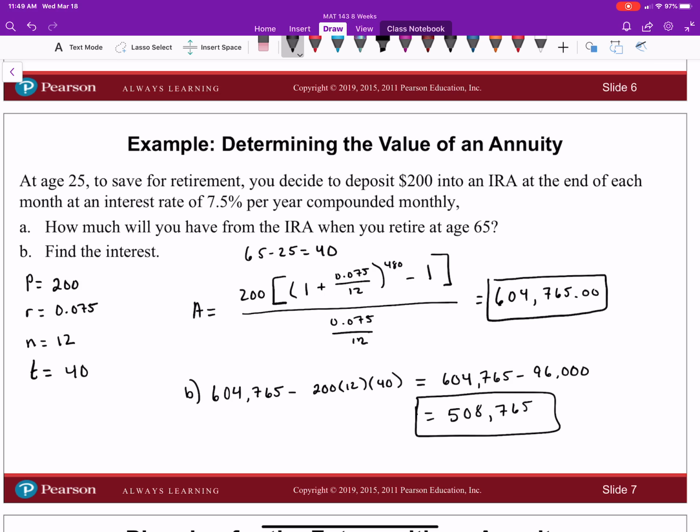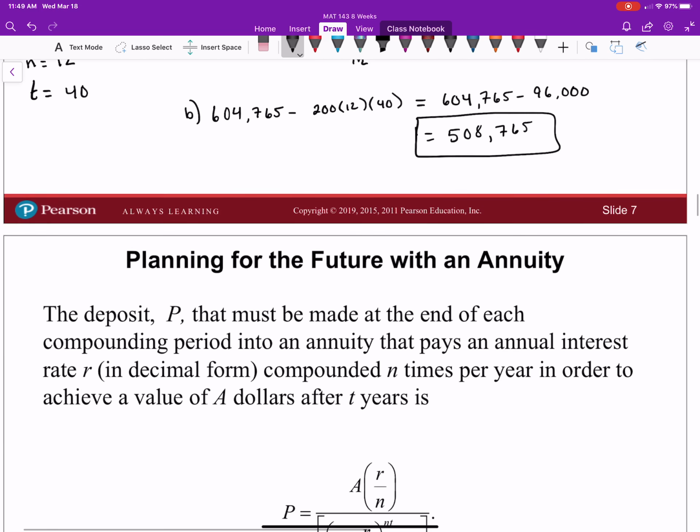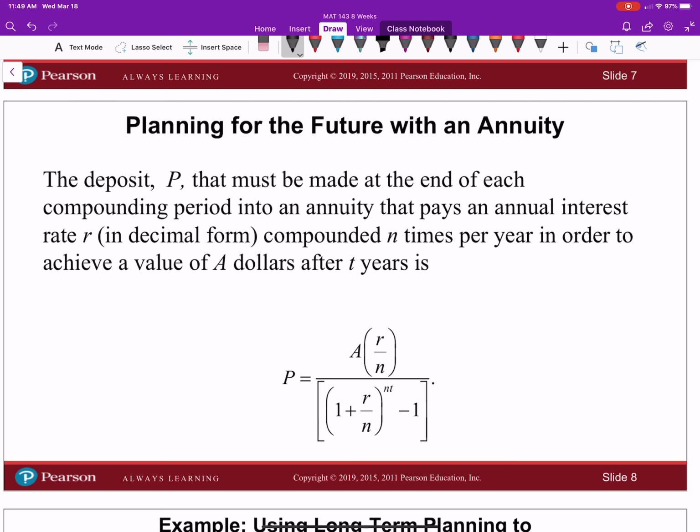So if you did not get this answer when you put it in the calculator, make sure you look again and put your parentheses where they're needed. And if you have any questions about how to put it in the calculator or anything else, just ask me. I can always show you a demonstration on how to put it in the calculator.